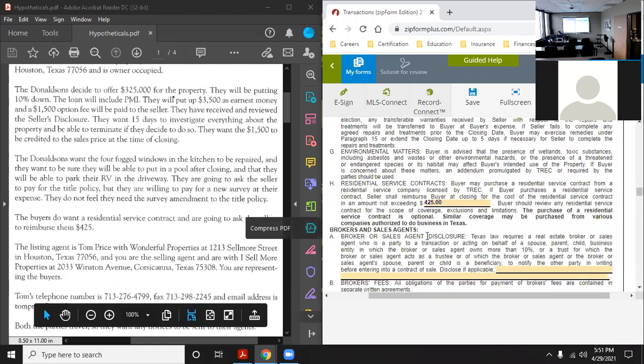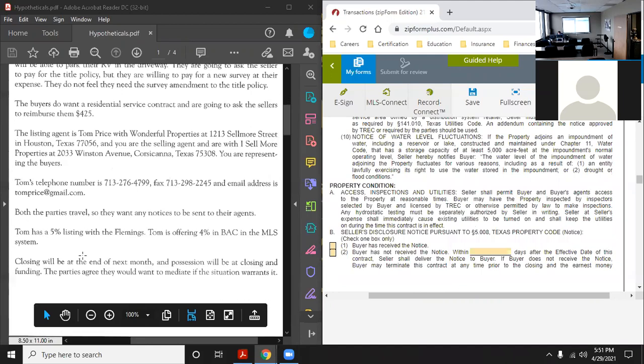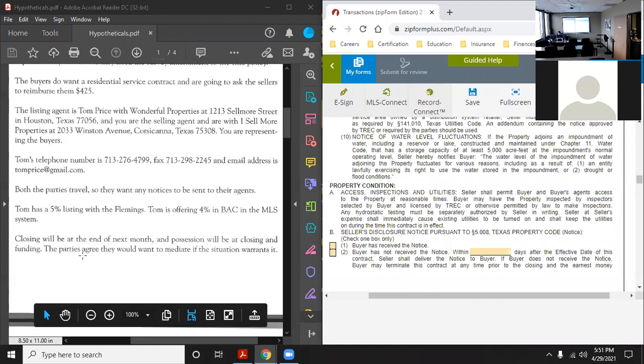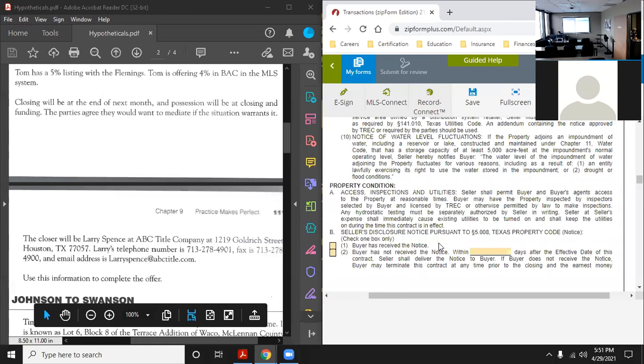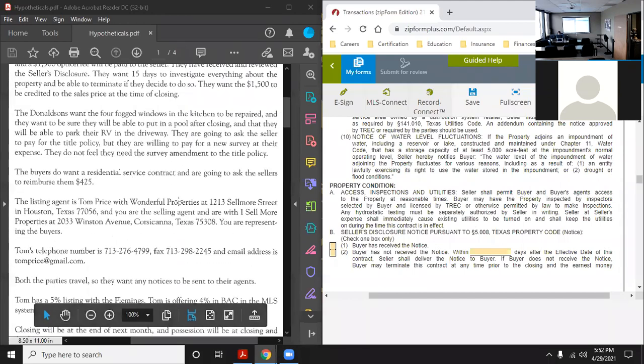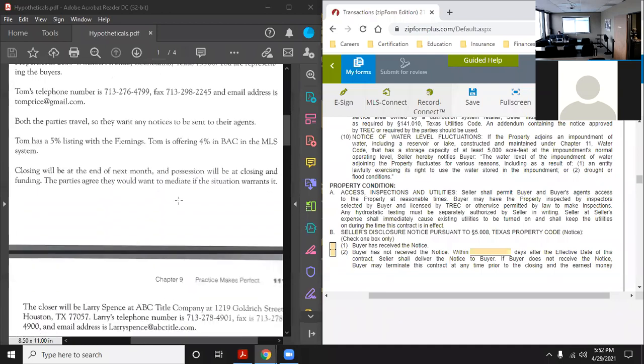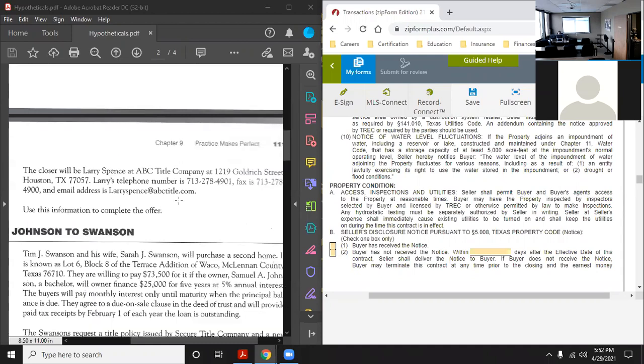Then here we go. We have the listing agent here. Let's see if there's anything about seller's disclosure. I don't see anything in here about a seller's disclosure, so I'm assuming they have not received one yet.